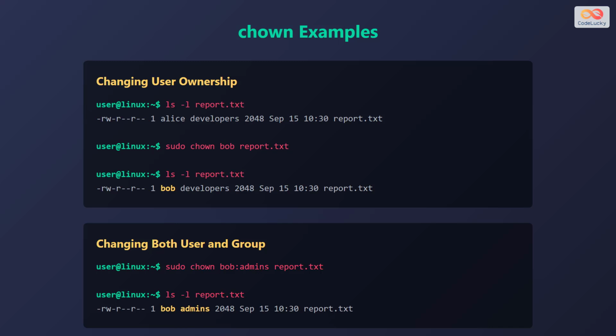developers. Second, let's see how to change both user and group. Using the command sudo chown bob:admin report.txt, both the user and group ownership are changed. The file is now owned by Bob and the admins group.